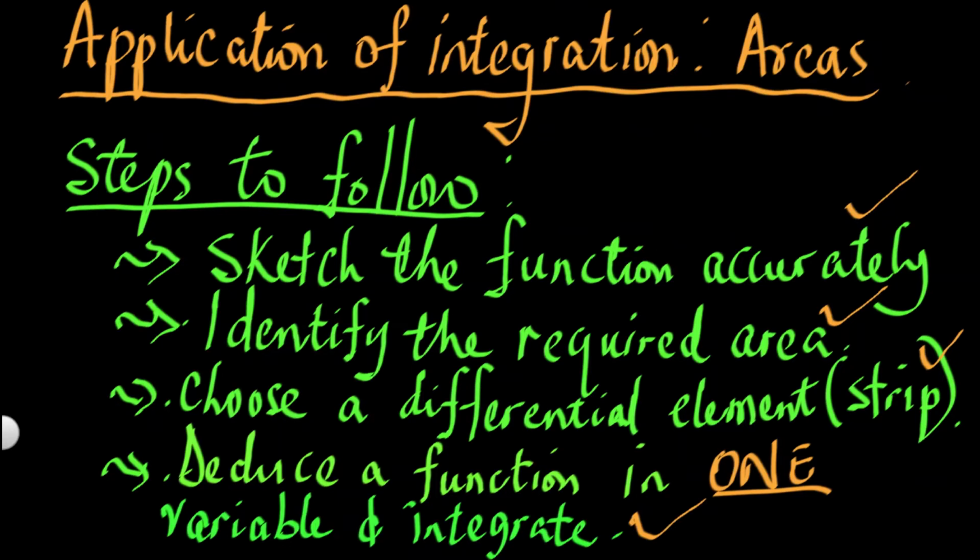Once you know your required area, you have done half of the question. Then choose a differential element or a strip. It can either be a horizontal strip or a vertical strip. With practice, you're going to just know which one you should use for that particular situation. Sometimes it is more convenient to use a horizontal strip. Sometimes it's actually more convenient to use a vertical strip. Then you deduce a function in terms of one variable. Then you do the integration.